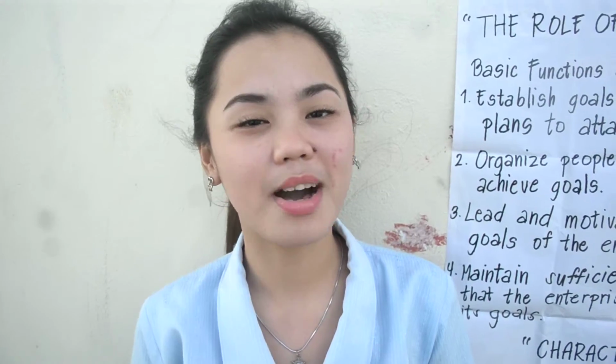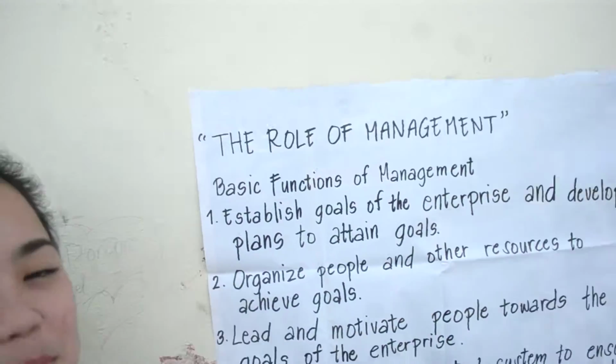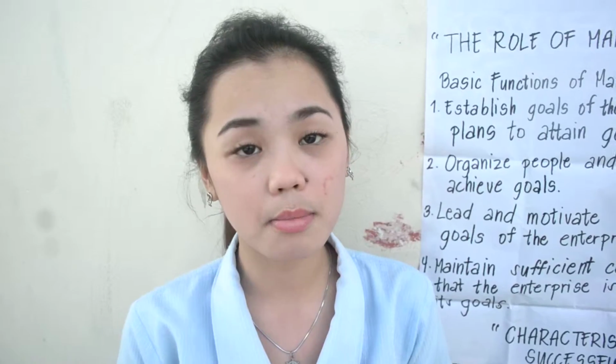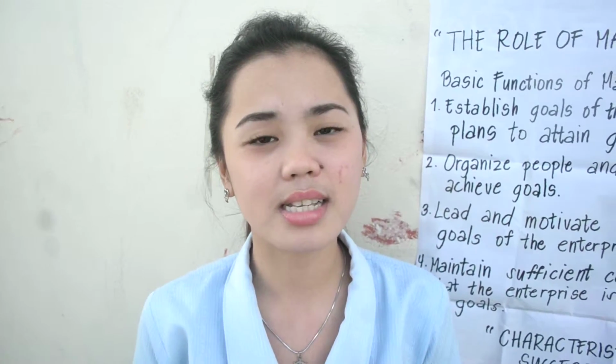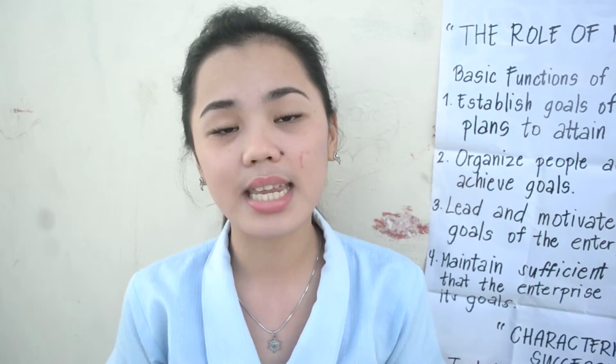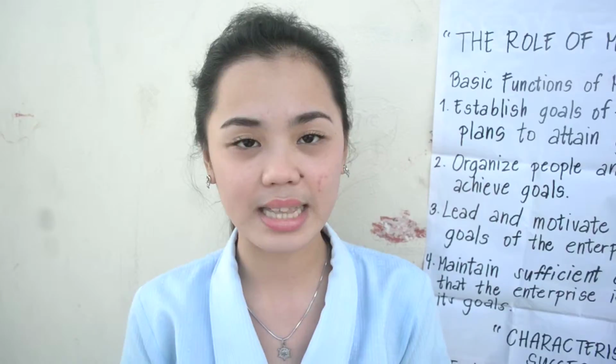My topic is all about the role of management. So, the first thing we do is define what management is. Management is the act of getting people together to accomplish desired goals and objectives by using available resources efficiently and effectively. It entails the six basic functions: planning, organizing, staffing, leading, controlling, and motivating.